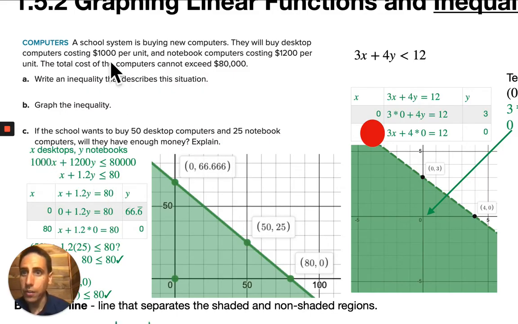Like I know $1,000 per unit, and I know $1,200 per unit, and cannot exceed 80,000. But once I pull together all these things, the numbers that I just said, and the x and the y, you can see that 1,000x is the amount of money you're going to spend in desktops, and this is going to be the amount of money you spend in notebooks, 1,200 times y. And when you add those up, then the total cannot exceed $80,000. It can be equal to 80,000, and it can be less than 80,000, but it can't be more than.